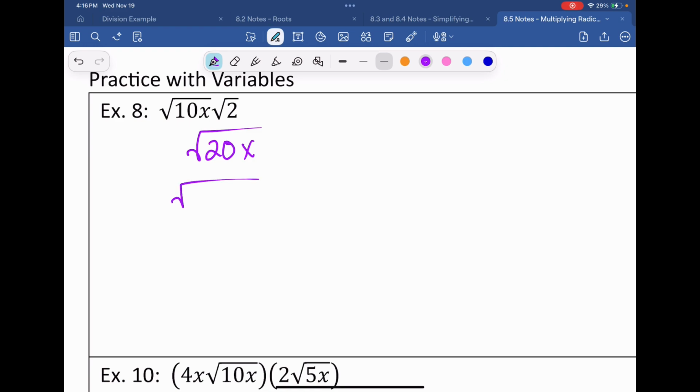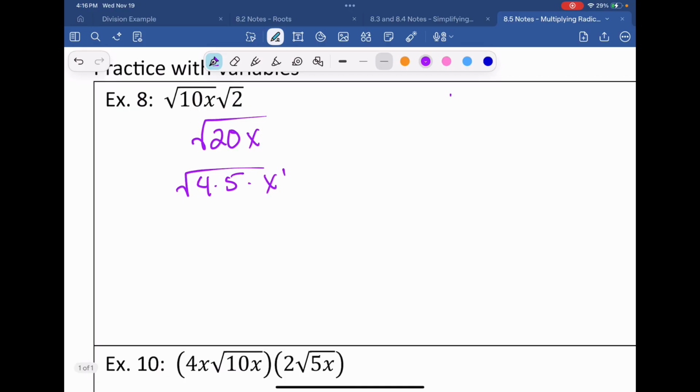The largest square that goes into 20 is 4. Okay, remember that's an x to the 1. So right away, can I divide 1 by 2? So 0 with remainder of 1. So what's the square root of 4? Then both a 5 and the x are going to stay underneath.